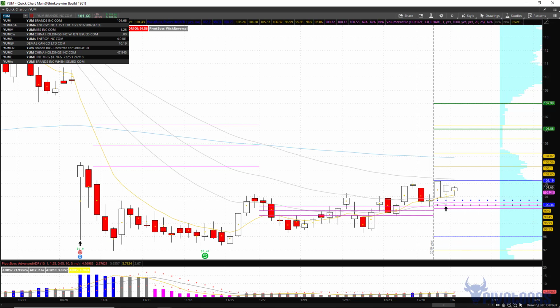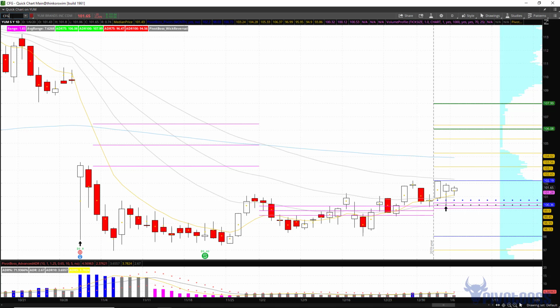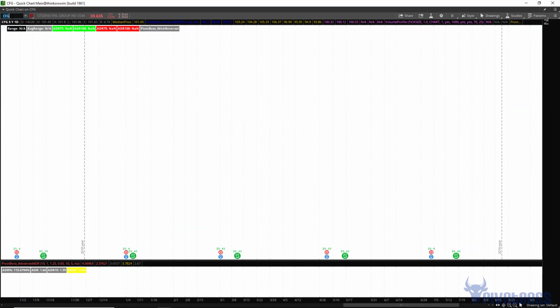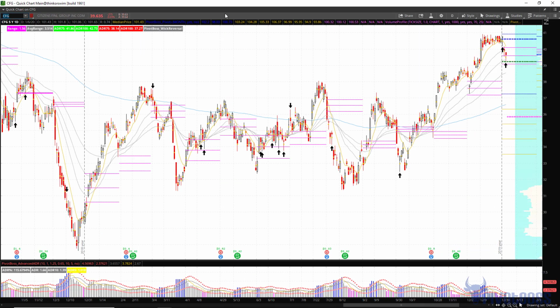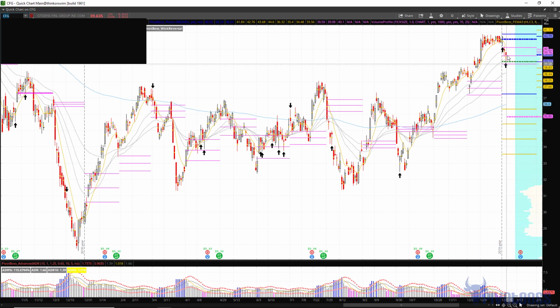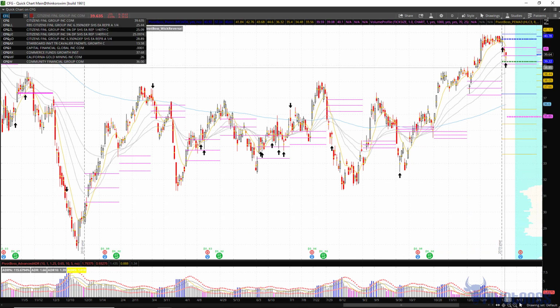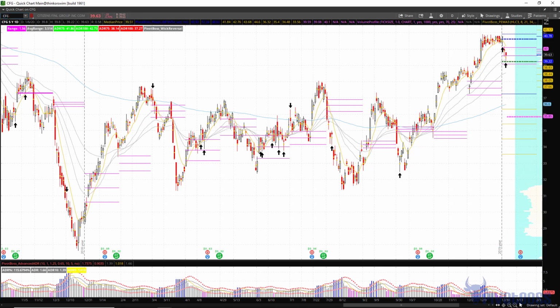Now, in terms of a couple of new ideas here, well, this is not new, but this is one we talked about yesterday, CFG. This was a long candidate for yesterday. And today dropped even lower and then pulling back with a nice little rejection. That could be a good go, but closing kind of close to that midpoint, so I'm not going to do an entry today, but that's one to continue to watch.